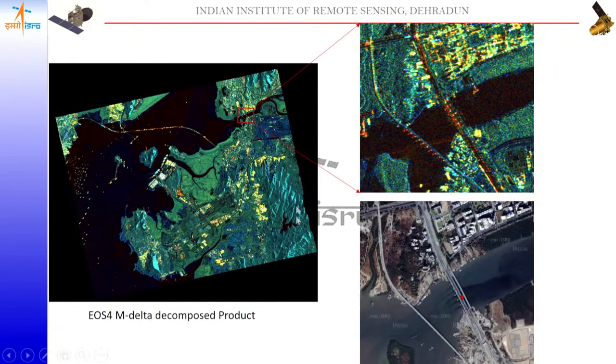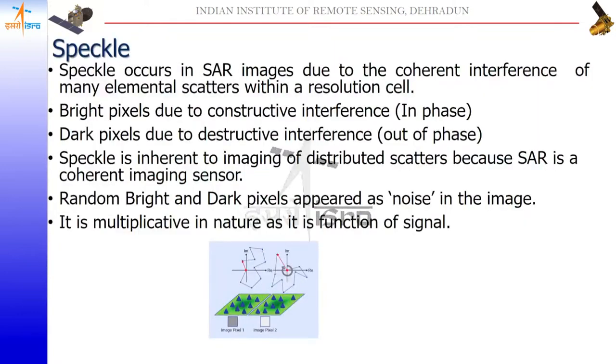So you can see in this image there is a bridge, and the bridge is coming in red. It is actually the pillars of the bridge, standing objects, so it is coming like a double bounce. These are the vegetation, and these are the urban buildings, giving different colors based on their scattering properties.